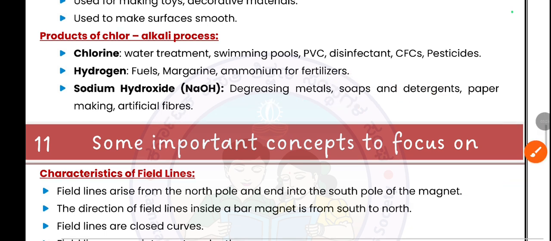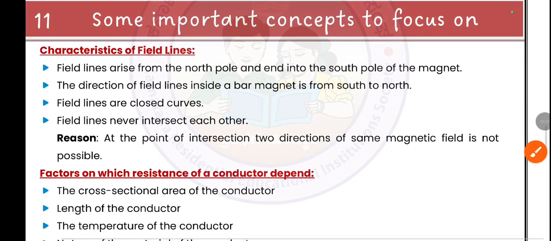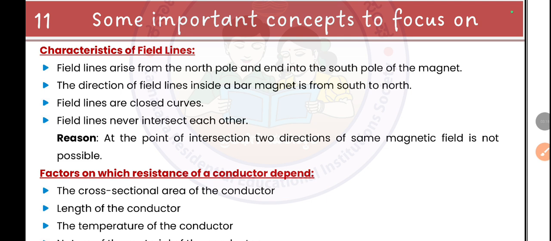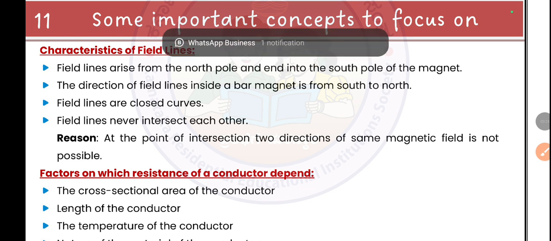Then next one, in this one only we are going to discuss some important concepts to focus on. What are those? Characteristics of field lines. Field lines arise from the north pole and end into the south pole of the magnet. Second one, the direction of field lines inside the bar magnet is from south to north. Field lines are closed curves. Field lines never intersect each other.